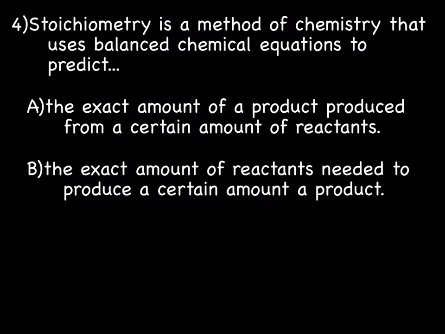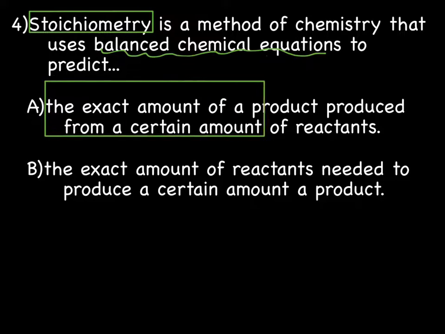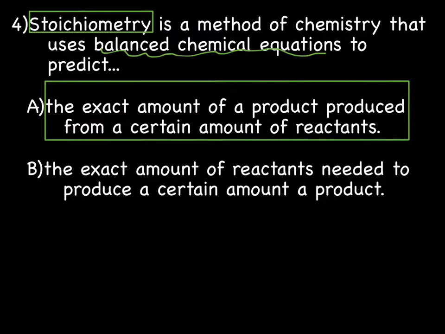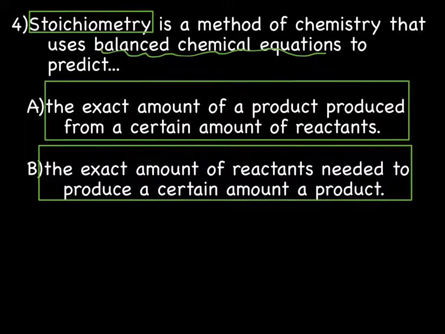Okay, now let's talk about stoichiometry. Stoichiometry is a method of chemistry that uses balanced chemical equations to predict a couple of things. It can predict the exact amount of a product produced from a certain amount of reactants. So if you know how much reactant you have, you can predict how much product is going to be produced. You could also predict the exact amount of reactants needed to produce a certain amount of product.